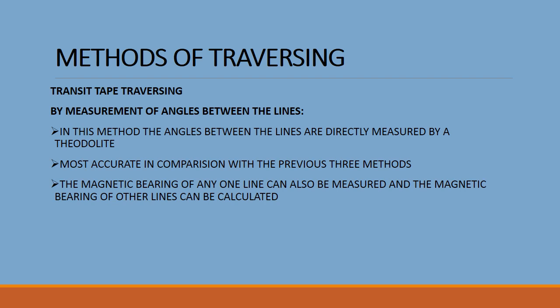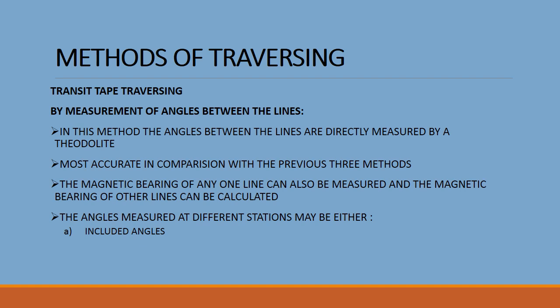Then the magnetic bearing of any one line can also be measured, and the magnetic bearings of the other lines can be calculated using the magnetic bearing of that one line. Now here, how do we calculate? The angles measured at different stations may be either included angles or deflection angles.